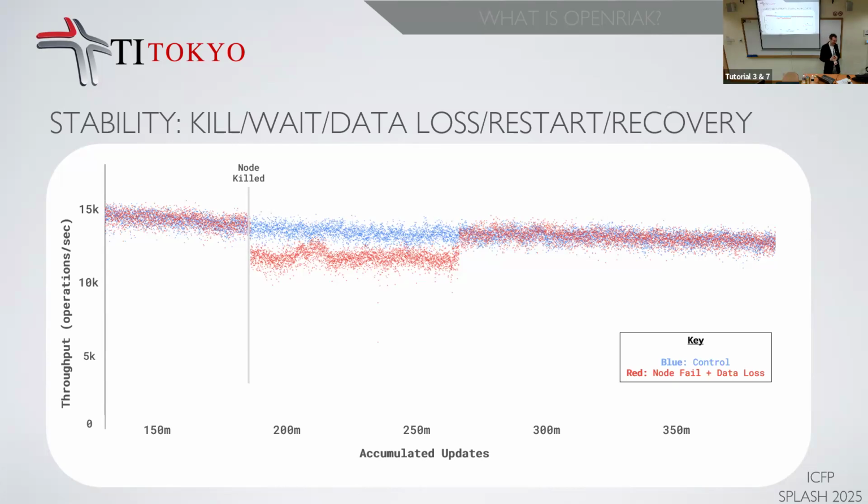Oops, been there, done that. And your data is all gone. Oh dear, what do we do? Well, essentially OpenRiak handles that as well. So your node is restarted and it comes up and says, hey, I'm back. And oh, I have no data. Whoops. What do we do now?